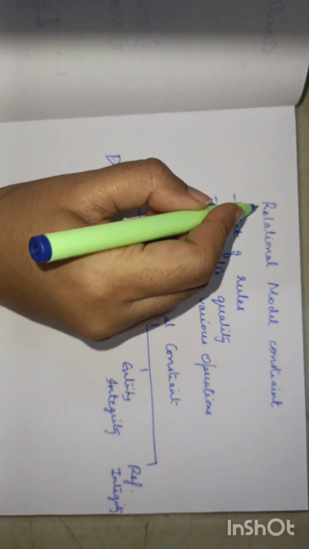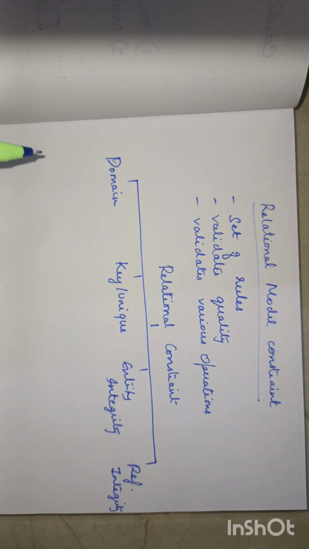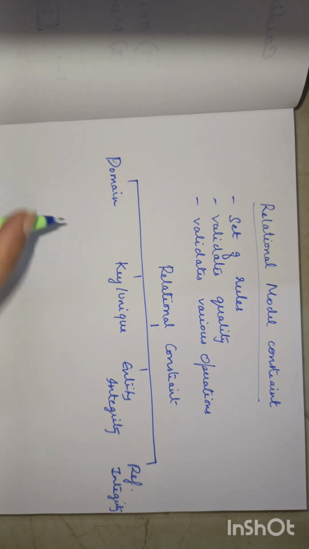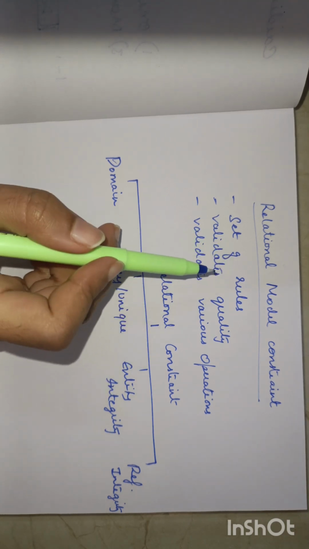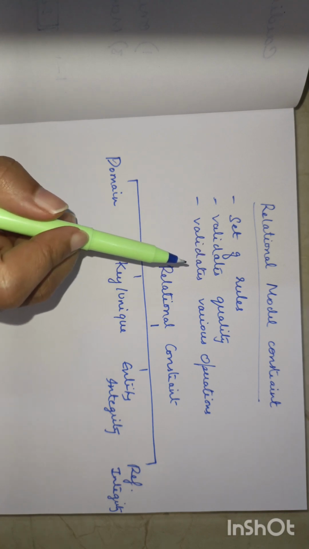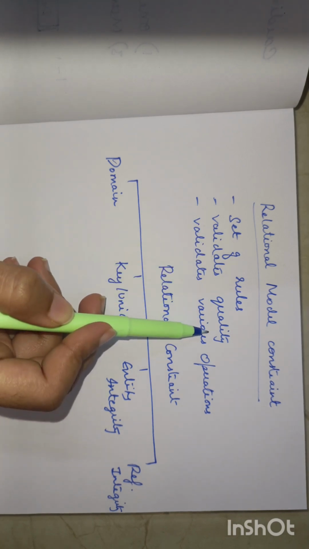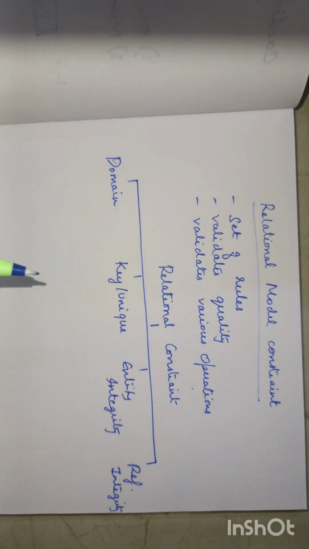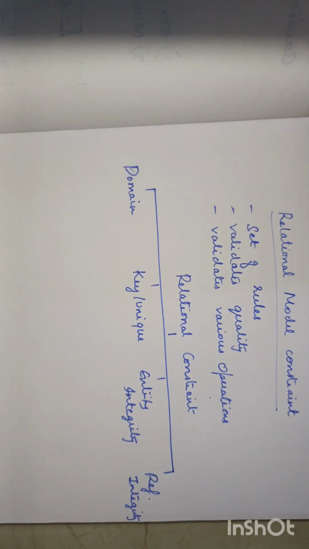Next is relational model constraint. What is a relational model constraint? Relational constraints are nothing but a certain set of rules that are imposed on a database. It is going to validate the quality of the database. It also validates various operations. So it gives you a certain set of rules that a database must contain.